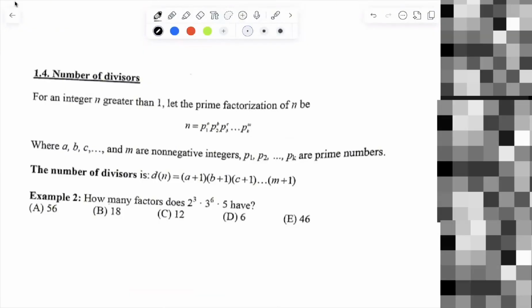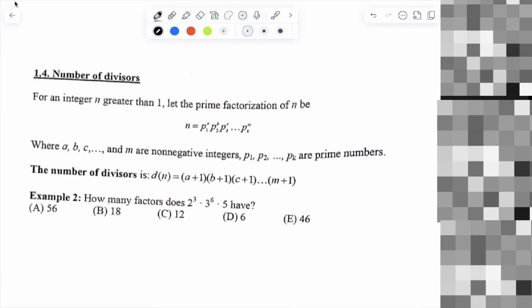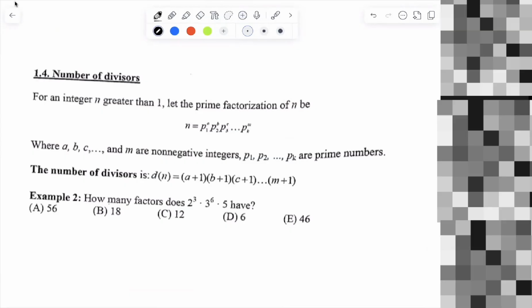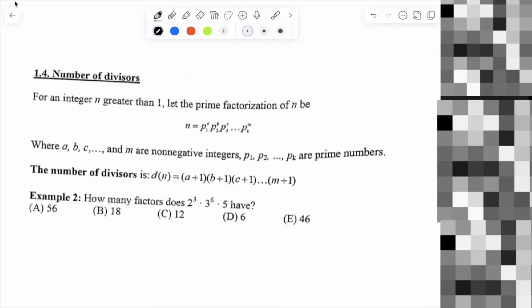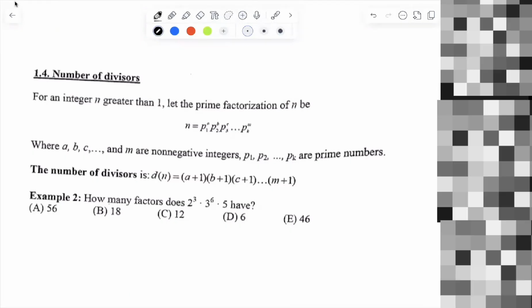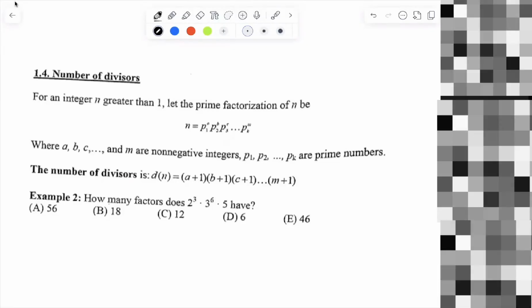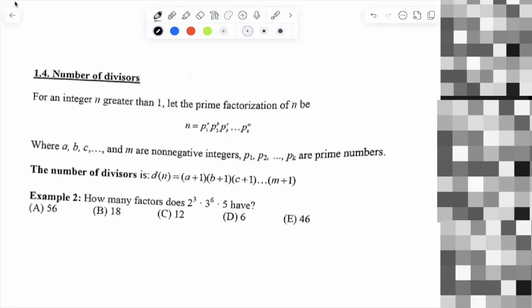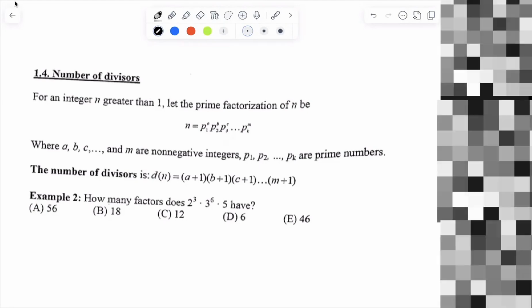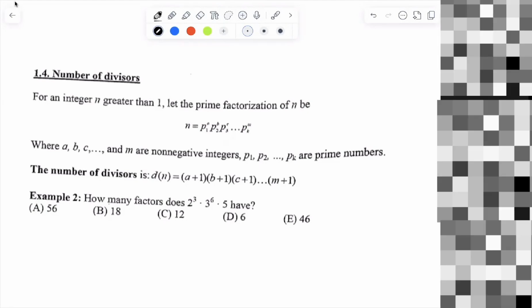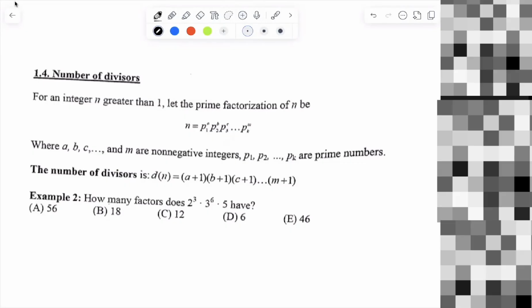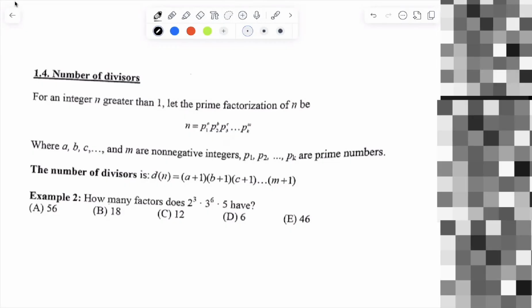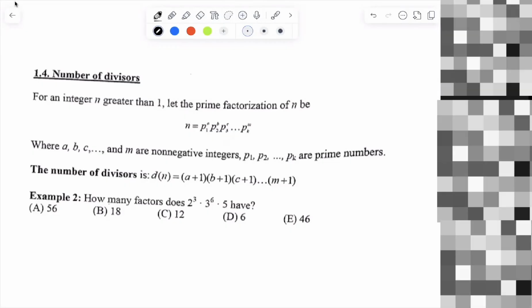Alright, let's move on to 1.4. For an integer n greater than 1, an integer is just a number that can be negative or positive, but it's just a whole number. There's no fractional or decimal parts. But in this case, this integer n greater than 1 is just a positive integer, but not 1. Let the prime factorization of n be p sub 1 to the a, p sub 2 to the b, p sub 3 to the c, and so on.